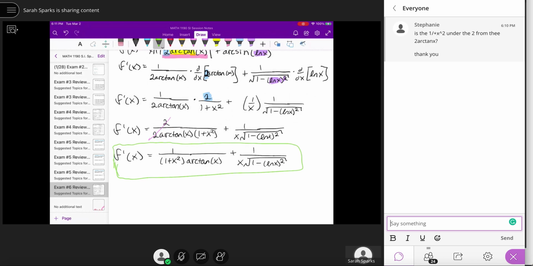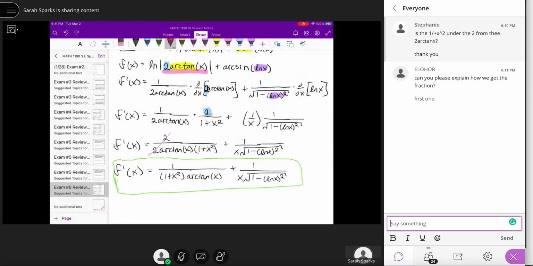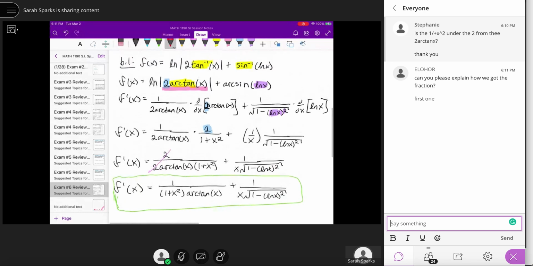Both those fractions are kind of ugly. How did we get the fraction? Which fraction? There are lots of fractions. Which line? The first one. So right here? Okay.